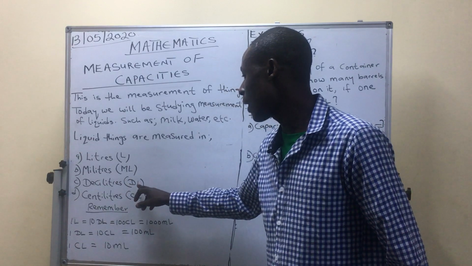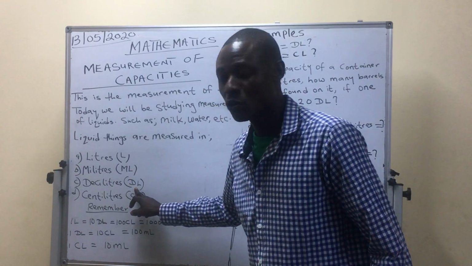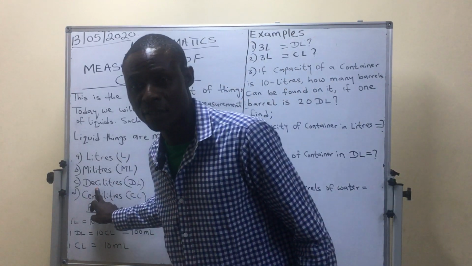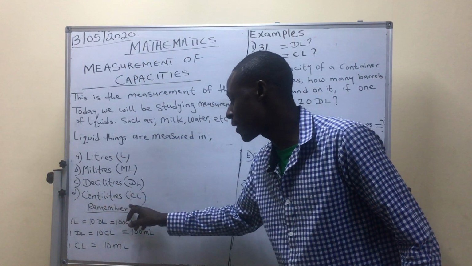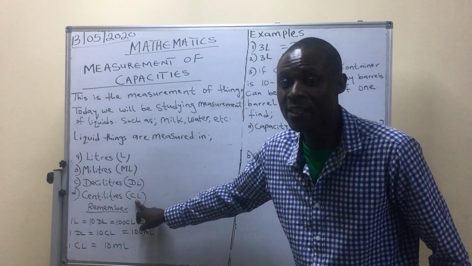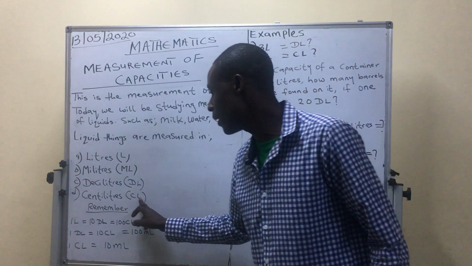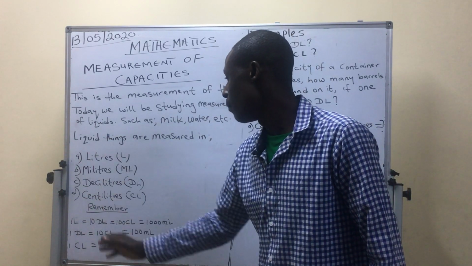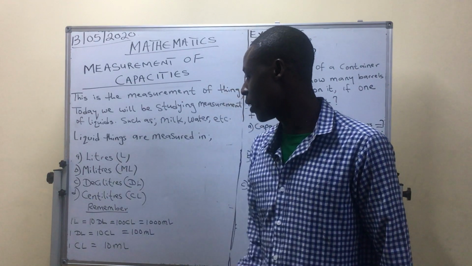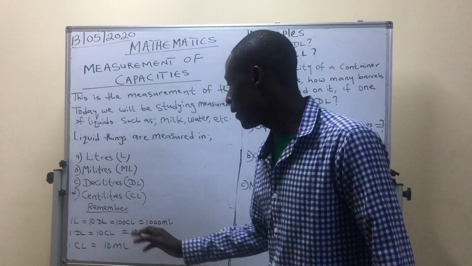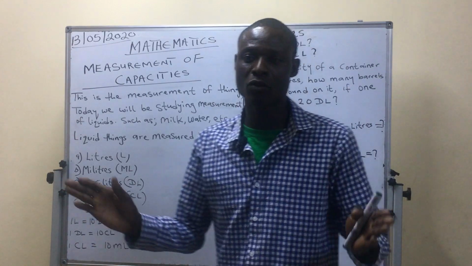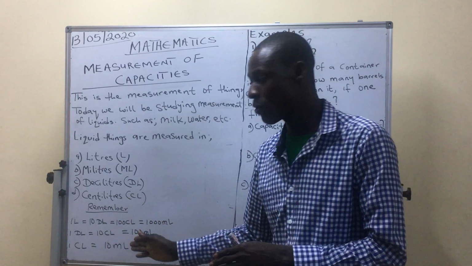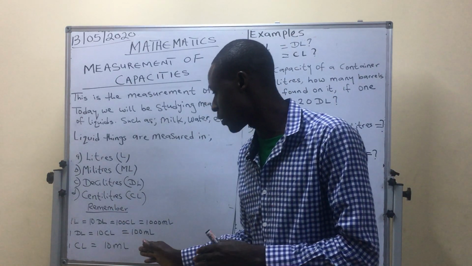Deciliter is written as dl. So whenever you see dl in this lesson, it means deciliters. And centiliter is written as cl. Whenever you see cl, it means centiliters. So these are the measurements of liquid things. Remember, this is not a new lesson. I have taught you before, and these are the things you must memorize.